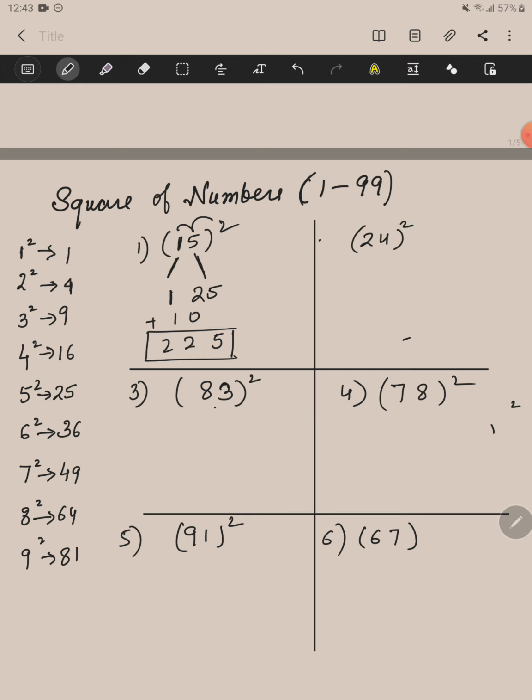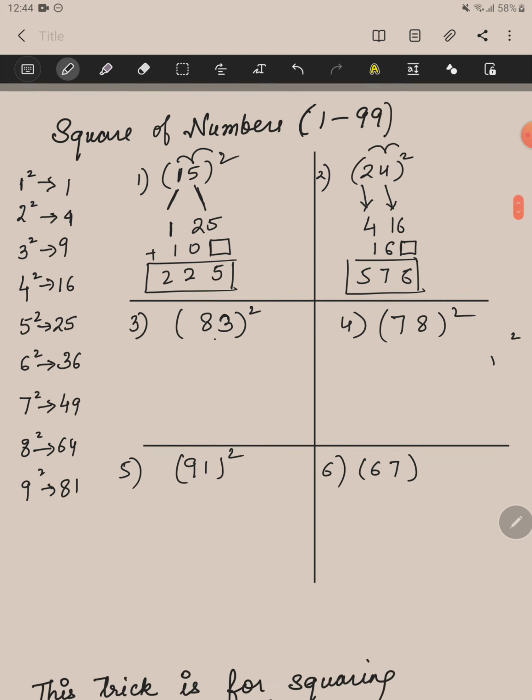Now let's find the square of 24. Square of 4, 16. Square of 2 is 4. Product of 2 into 4, 8. 8 into 2, 16. You write 16 after leaving one space here. This space has to be left in all the questions. You get 576. So 576 is your answer.